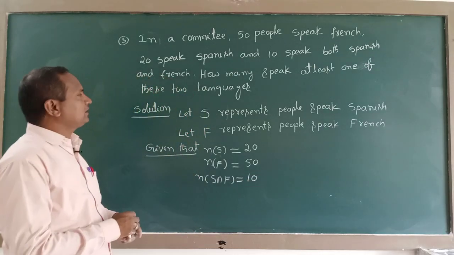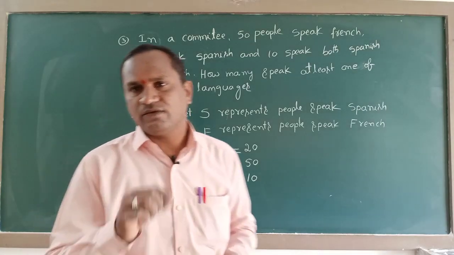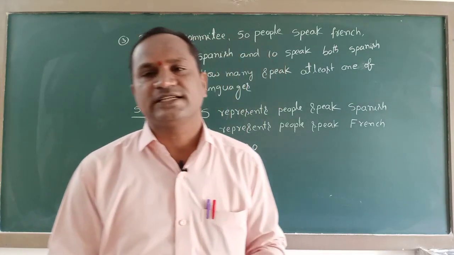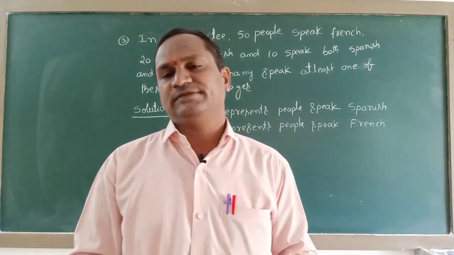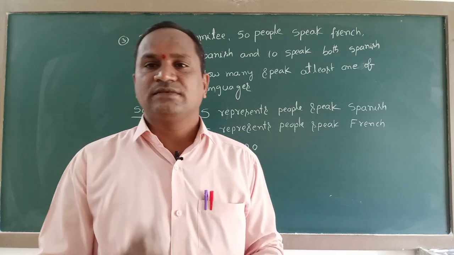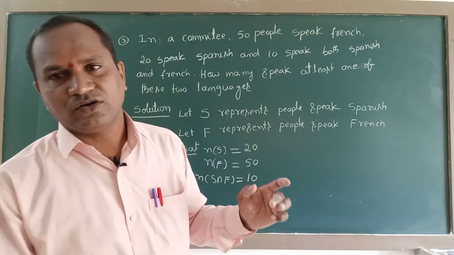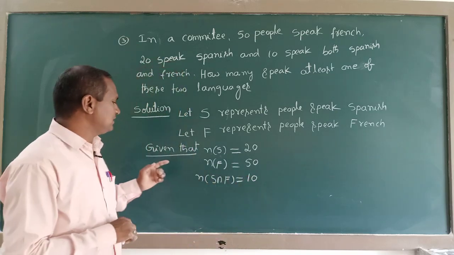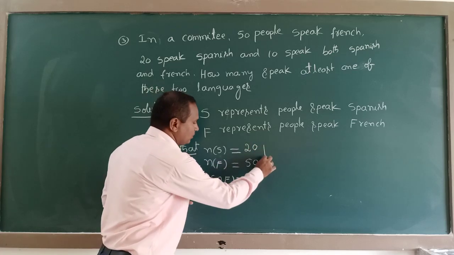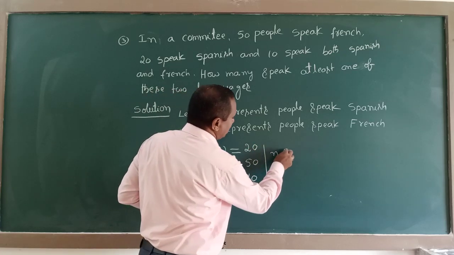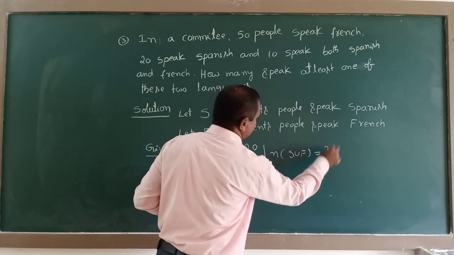How many speak at least one of these two languages? When you see the words "at least" in set problems, you must directly consider union, and not intersection. We have to find, with the help of all these three values, n of S union F. It is the question mark.